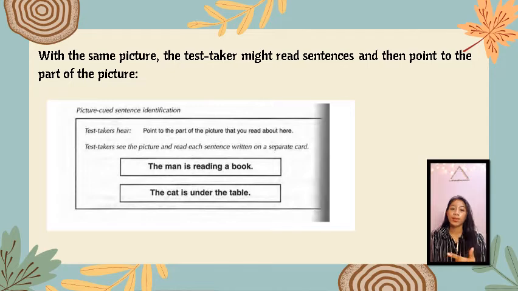Have you seen that picture before? Okay, the test taker might read sentences and point to the part of the picture, like in this example: the man is reading a book and the cat is under the table, like we see in the picture on the previous slide.